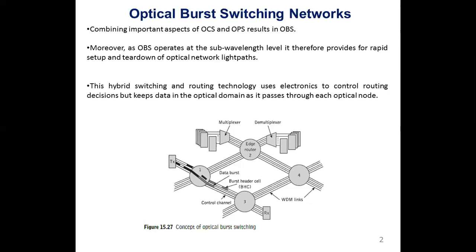So you can see that there is a burst header cell, the data burst, the multiplexer, demultiplexer, and the control channel. This control channel will help in establishing the routing and assigning the wavelengths, and there's the WDM links.